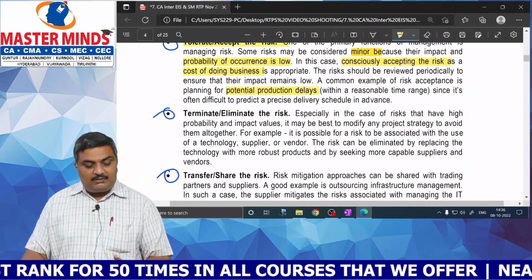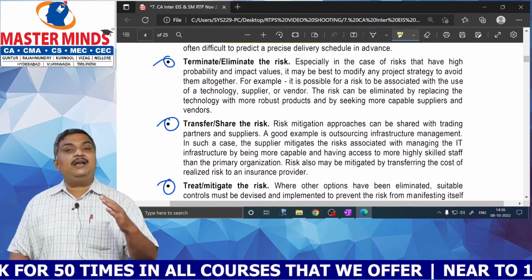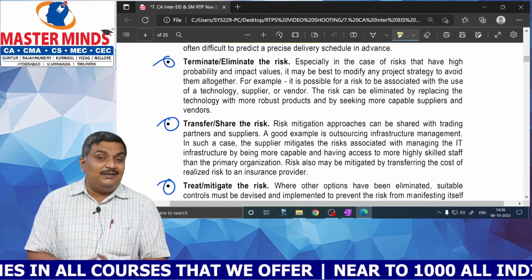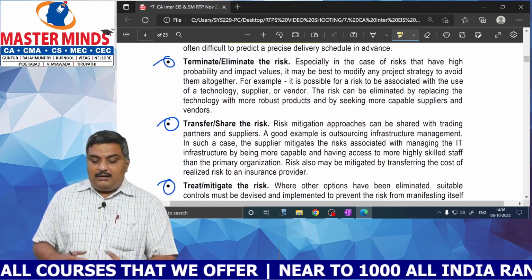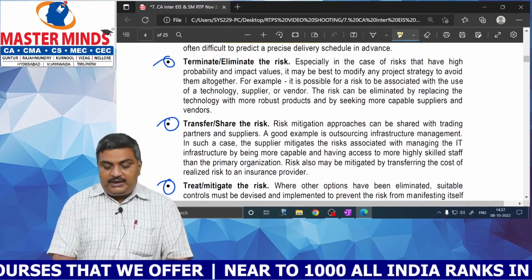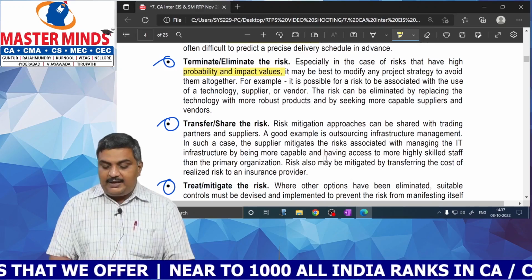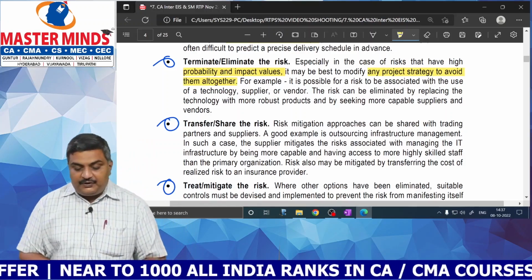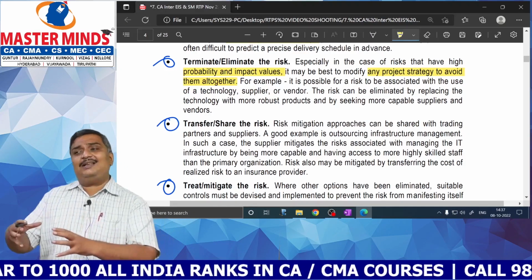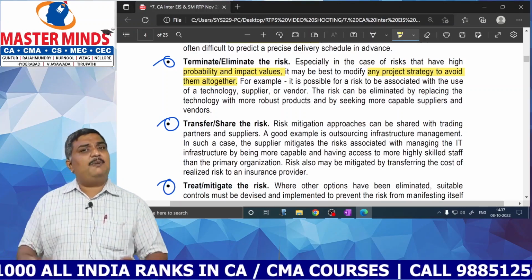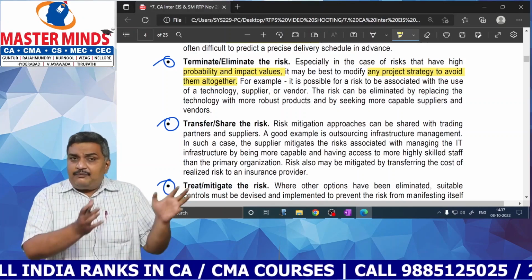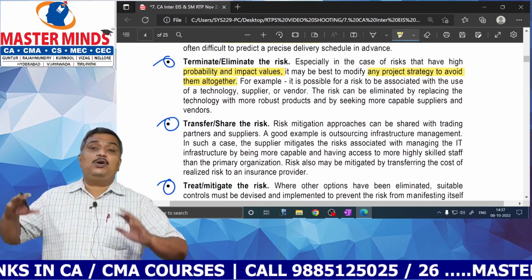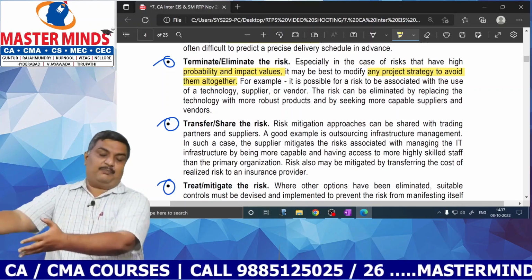Now what is the second risk management strategy? Terminate or eliminate the risk. What do you mean by terminating or eliminating the risk? See, whenever there is a high probability and the impact of risk is also very high, it may be best to modify any project strategy to avoid them altogether. Say for example, if you feel that it is a risky thing to do business with a supplier, then it is better you leave him there and have collaboration with another supplier. That means now what you did, you have totally terminated or eliminated the risks that you get with that supplier.